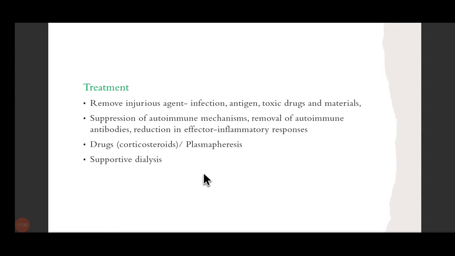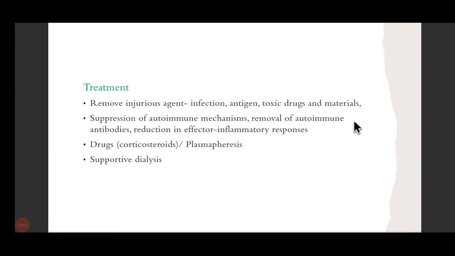So treatment involves that, first of all, you should remove the injurious agent. You must address the cause, which is resulting in kidney injury, whether it is infection, antigen, toxic drugs, or materials. So this is the first step to avoid further damage, and then you work on improving the already damaged kidney.